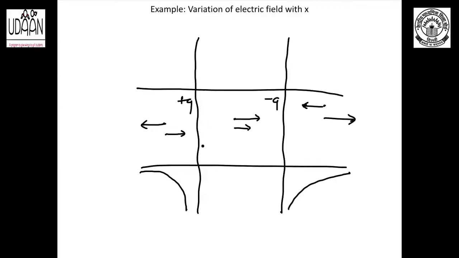However, the electric field just at the charges would be infinite as the distance r would tend to 0. So, we will have a minima in between. This corresponds to the minima which will be at the midpoint of these two regions.